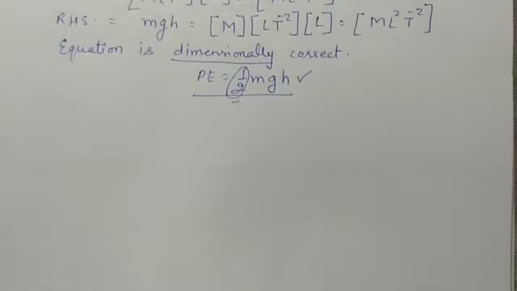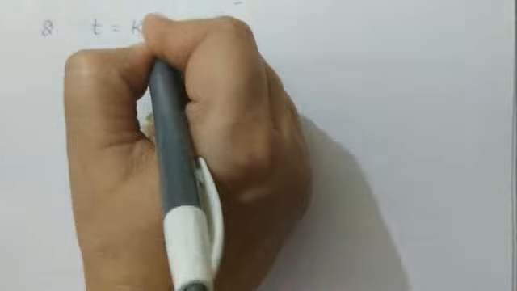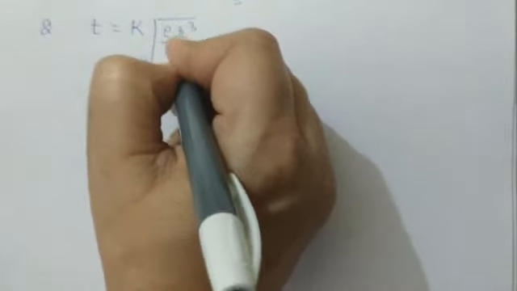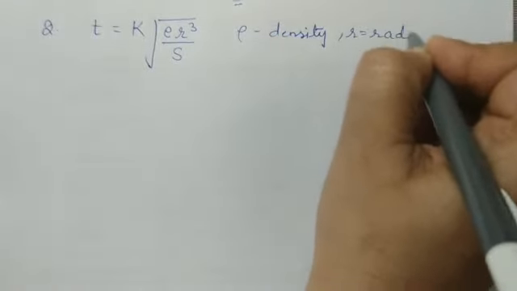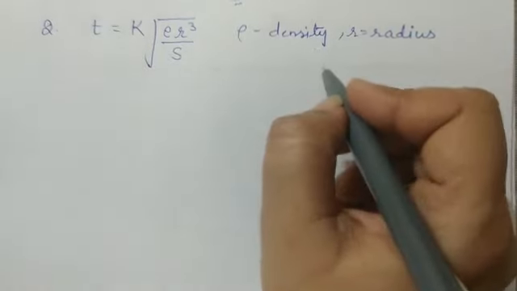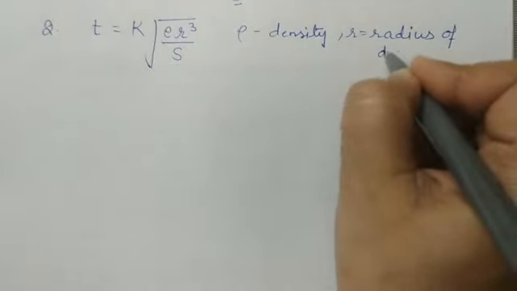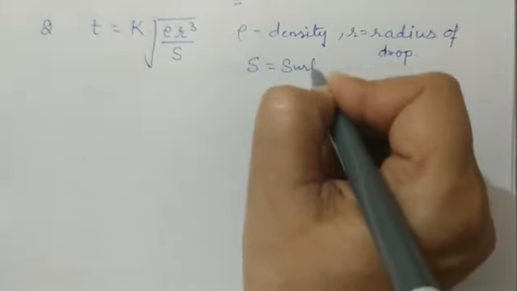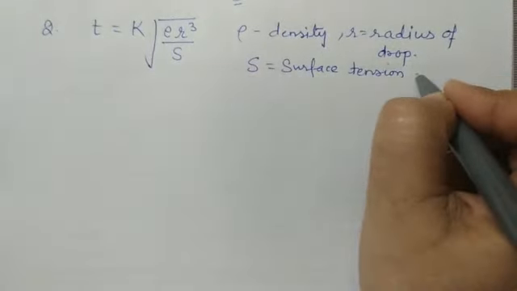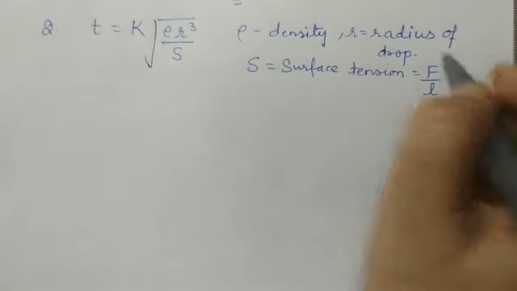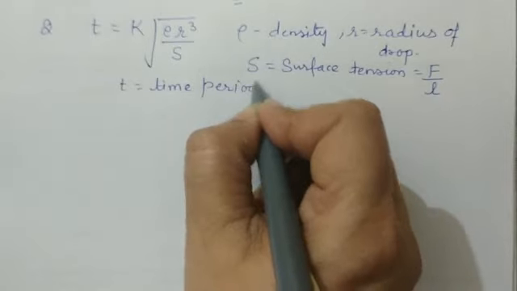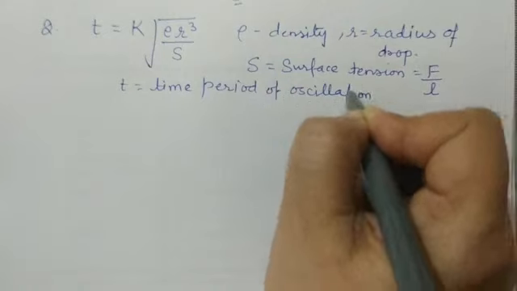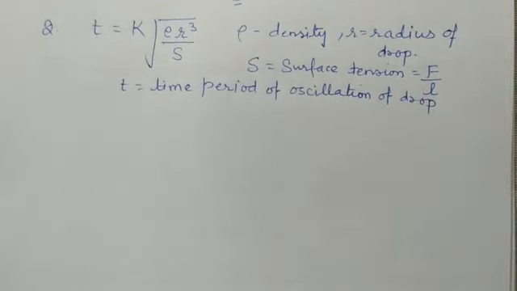Another example we'll take. Suppose we have been given a formula T is equal to K square root of rho R cube upon capital S. Here rho is density, R is the radius of a drop, S is the surface tension of a liquid drop, which is equal to force upon length, and this T is the time period of oscillation of a liquid drop. Now we'll check the correctness of this formula.